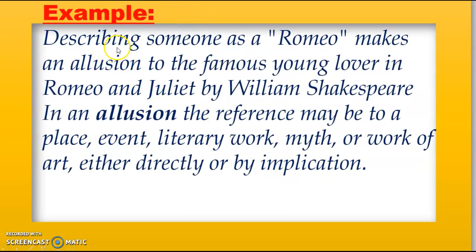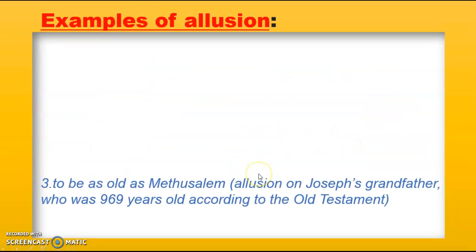Examples are, when describing someone as Romeo, that makes an allusion to the famous young lover in Romeo and Juliet by William Shakespeare. In an allusion, the reference may be to a place, event, literary work, myth, or work of art, either directly or by implication.